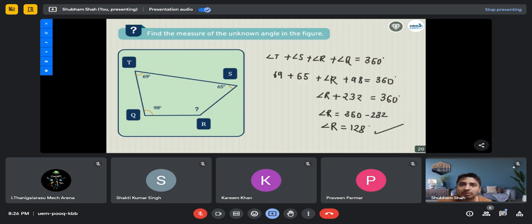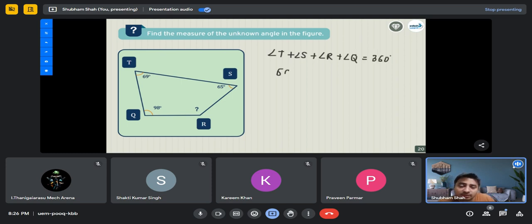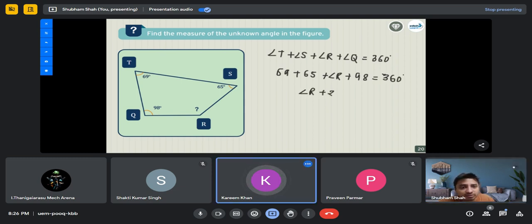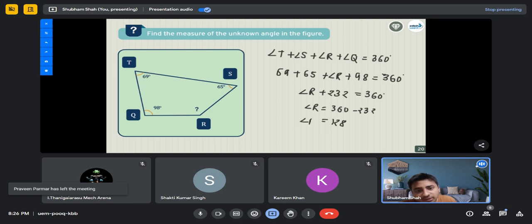Anybody is having any doubt? अरे यार पहले बोलना चाहिए था ना. सुन लो फिर से. Again I am telling: angle T plus angle S plus angle R plus angle Q is equal to 360 degrees. Angle T is 69, angle S is 65, angle R we have to find out, angle Q is 98. So what is the sum of 69 plus 65 plus 98? 232, equal to 360 degrees. Angle R is 360 minus 232, which is 128. The value of angle R is 128 degrees. Clear to all? Koi doubt hai? Anybody is having any doubt?